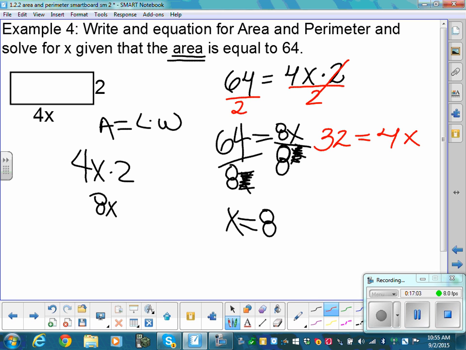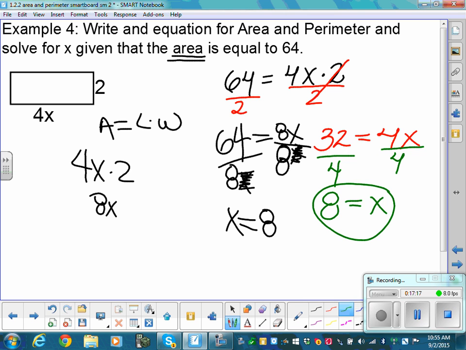4. Interesting. Now, Justin, at this point, what did you do? Oh, you divided by 4. Okay, beautiful. And you got 8. 8 is equal to x. Good. Now, I did it like her. I did it this way. Justin did it this way. Both correct, different ways of getting there. Interesting. Good, good. Very good.